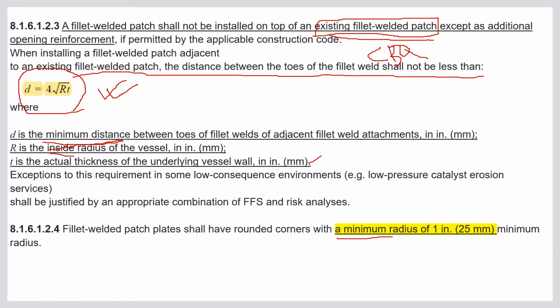This is another question which will come. Fillet weld patch plate shall have rounded corners. Minimum radius is 1 inch, 25 mm minimum radius. Okay. Usually in the question they confuse with the terms minimum, maximum, equal. So you have to remember exactly 1 inch minimum radius.